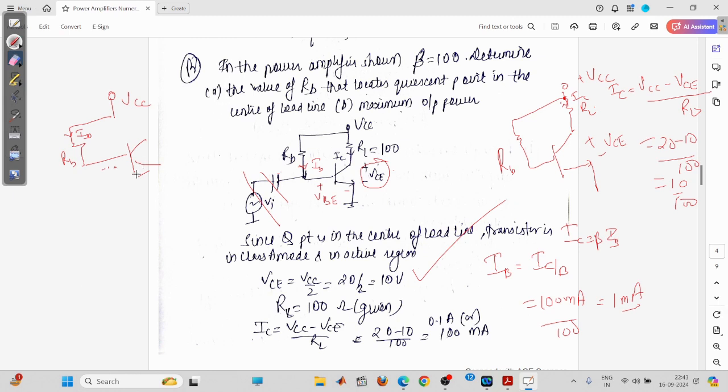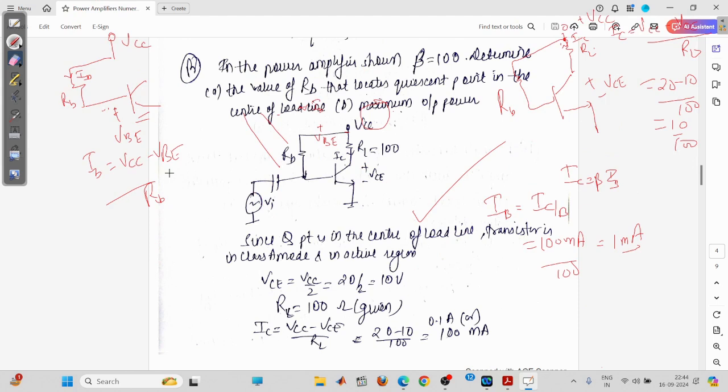Just a minute, hold on. So IB will be equal to VCC minus VBE upon RB. As VCC is known to you, VBE is known for the transistor. VBE is 0.7 volt, you can take this transistor as a silicon one. So that will be 20 minus 0.7 upon RB. IB is just now known as 1 milliampere, so you can easily calculate the value of RB.